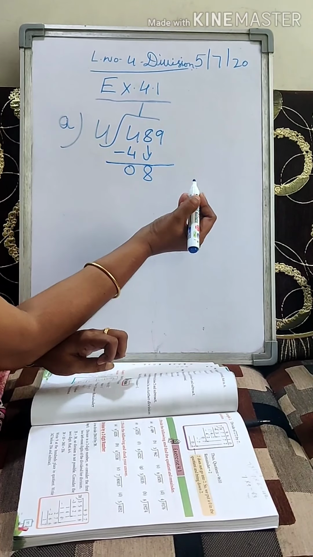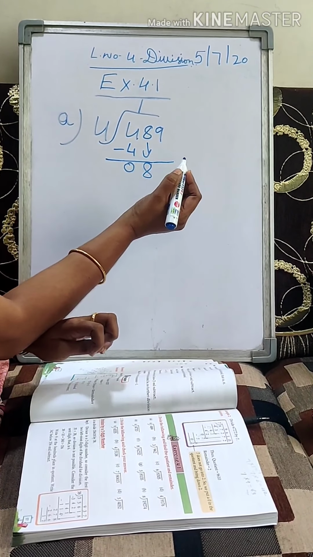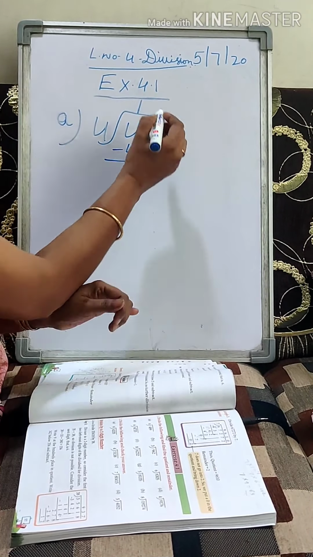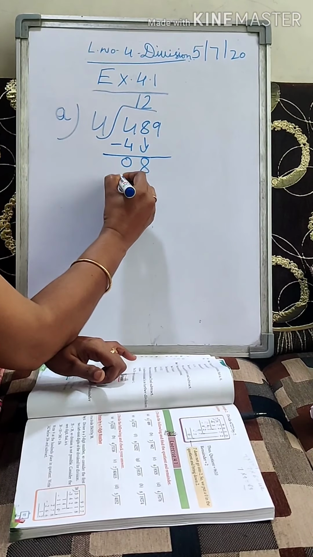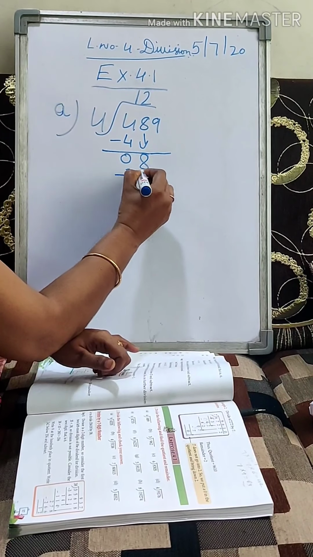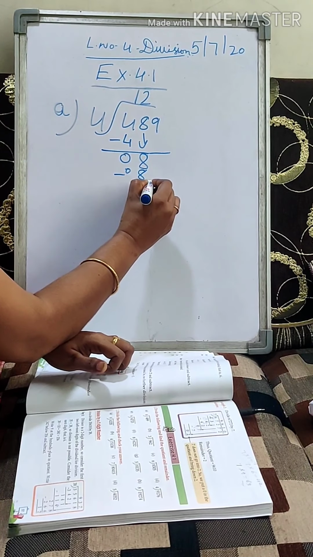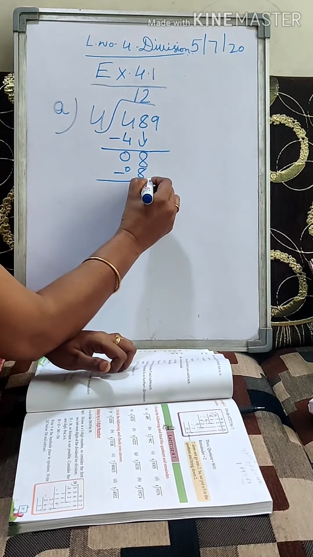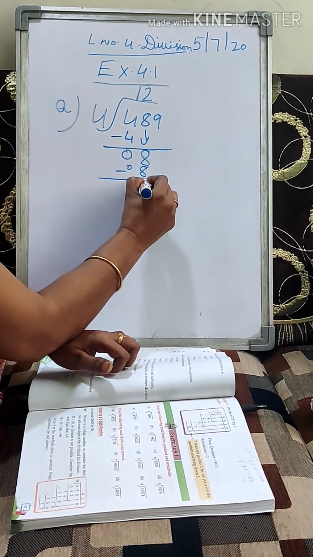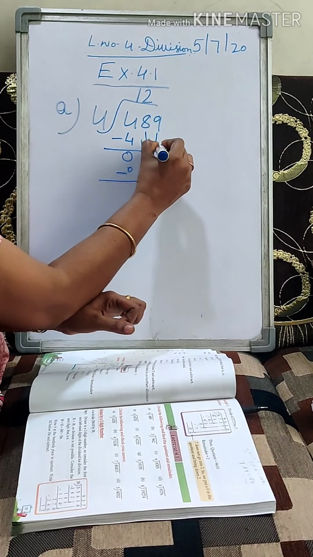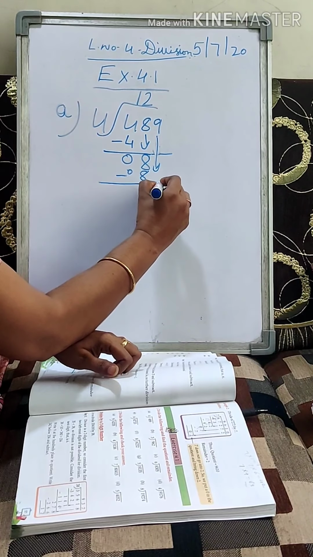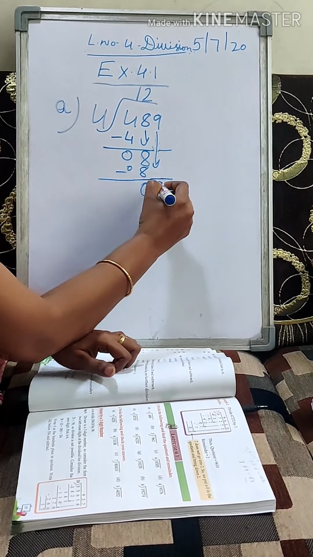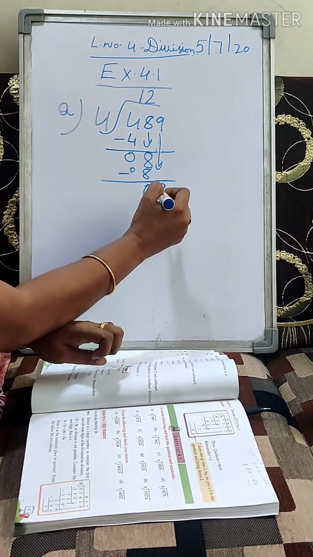Again you should see how many 4s are there in 8. 4 2s are 8. Then write 2 at the quotient place and write 8 below 8 and subtract it. Again you will get 8 minus 8, 0. Then our next digit is 9. You bring that down and again you see how many 4s are there in 9.